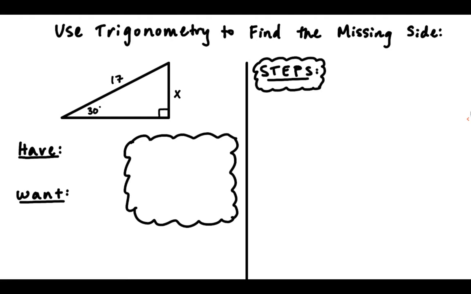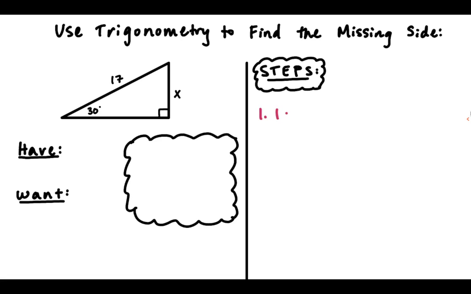The first thing I want to be able to do is figure out what trig ratio might be applicable. So remember, we have sine, cosine, and tangent. Sine is opposite over hypotenuse, cosine is adjacent over hypotenuse, tangent is opposite over adjacent. I want to use one of those to help me with this problem, but I need to figure out which one. So in order to do that, my very first step in this problem is to figure out which side I have and which side I want in terms of opposite, adjacent, or hypotenuse.